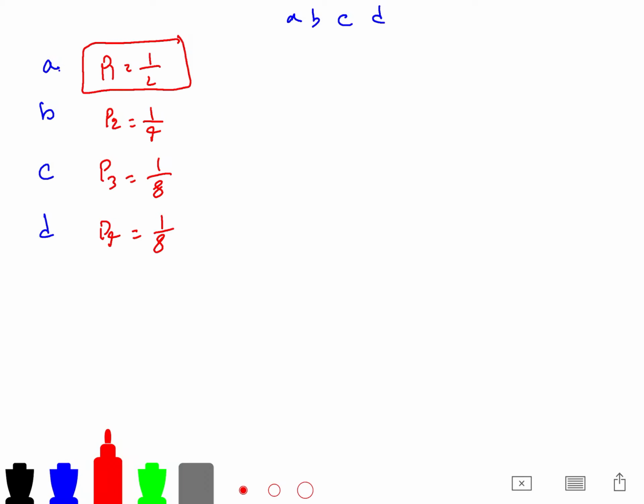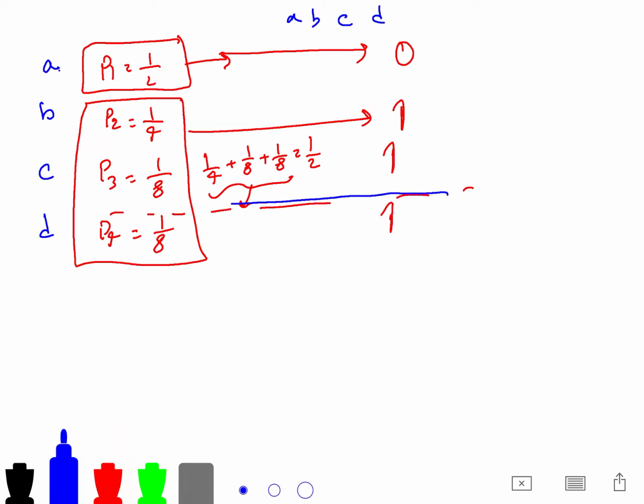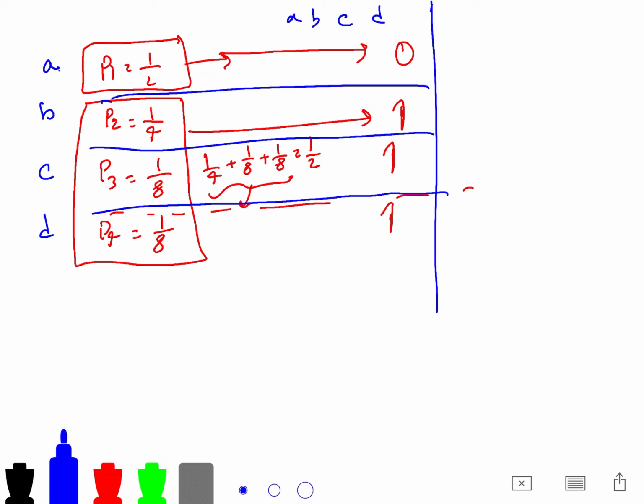You put this into one cluster and you put the rest of them in another cluster, because 1/4 plus 1/8 plus 1/8 is 1/2. By the way, we call this cumulative probability. So we represent this by 1, we represent this by 0. So we have 1, 1, 1. If you carry on like this, we get the most significant bit.